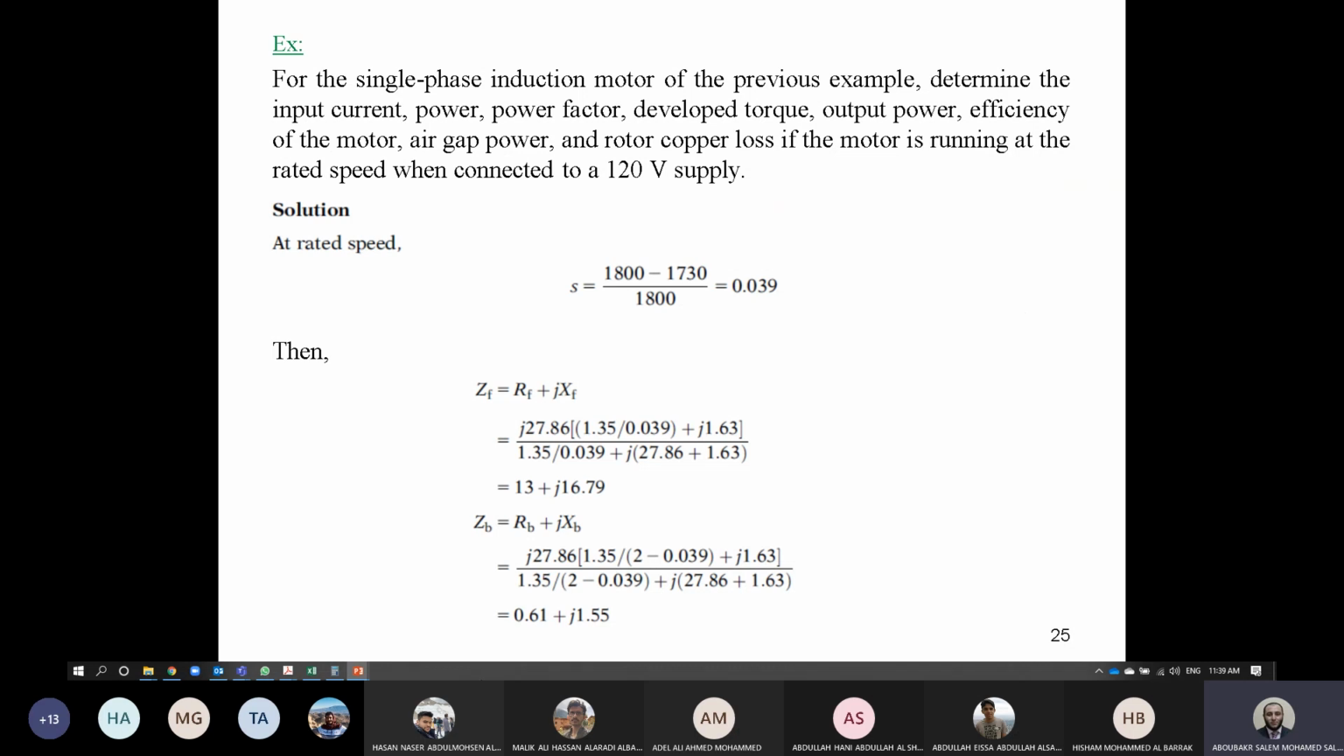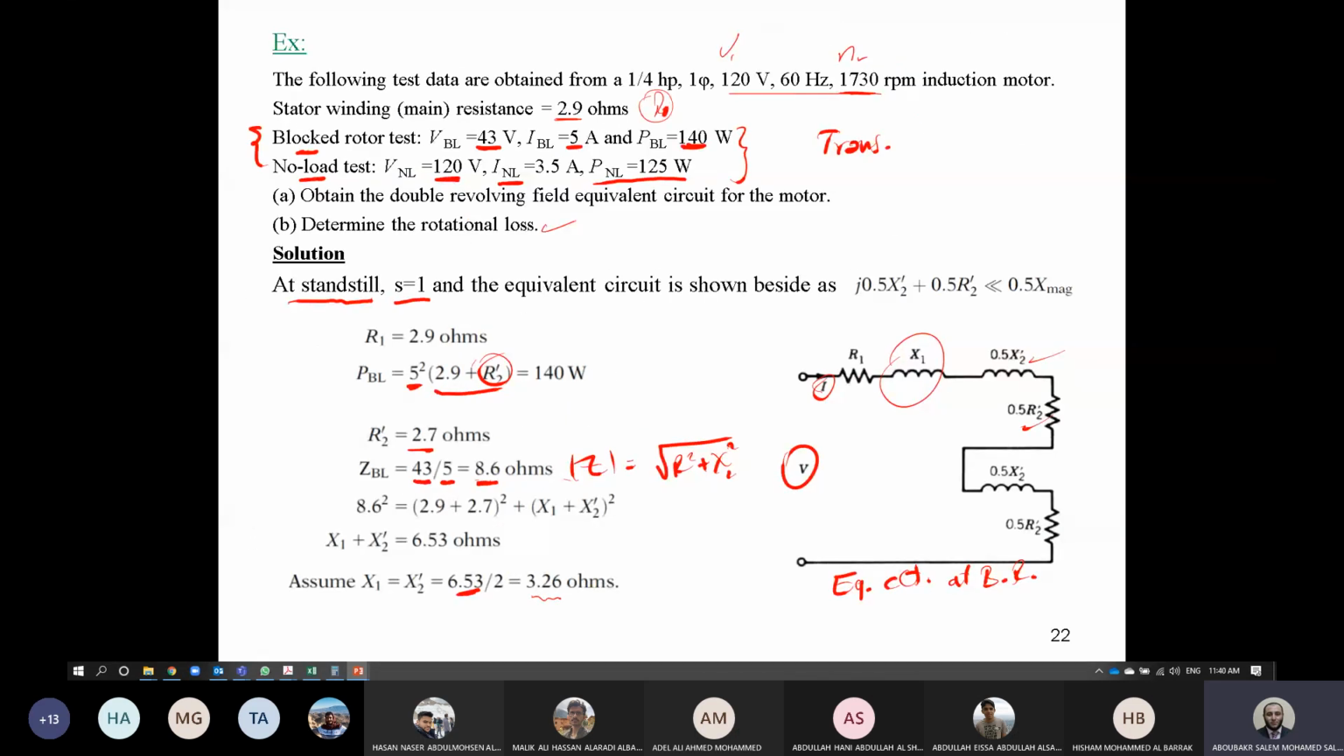Another example here for a single phase induction motor, guys. It's related to the previous problem. For the previous problem, determine the input current, power factor, developed torque, output power, efficiency of the motor, air gap power, and rotor copper loss if the motor is running at rated speed when connected to 120 volt. So now the machine is connected to 120 volt. We have all of the motor parameters, and we know the speed. Speed was given in the previous example, which is 1730 RPM.